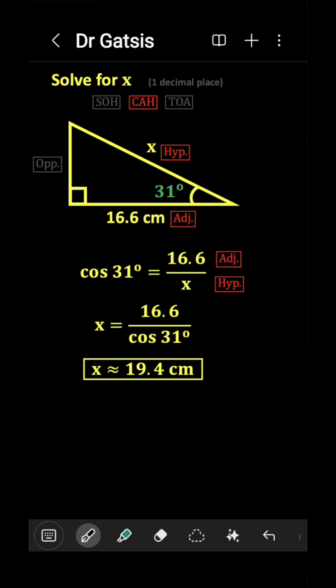We can evaluate this to one decimal place using the calculator, giving us an answer of 19.4 centimeters.